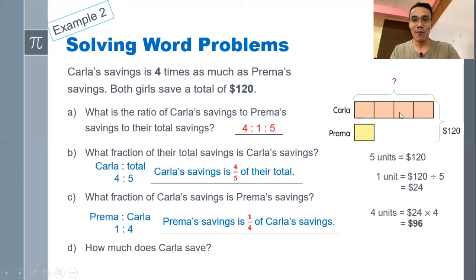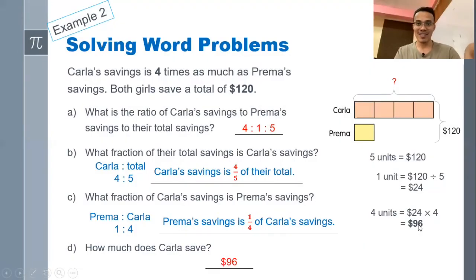Carla has 4 units, so we have to find 4 units. This is 1 unit, $24, and we will multiply this one by 4. And 24 times 4 is equal to 96. Therefore, Carla saves $96.